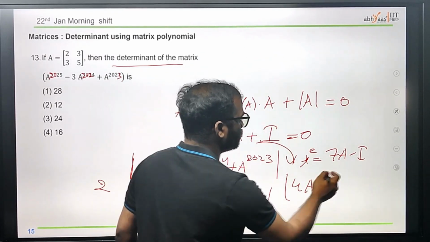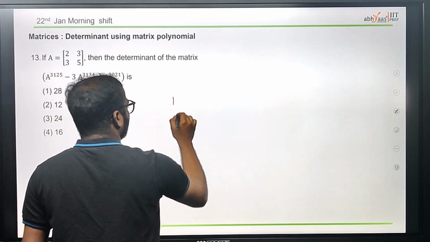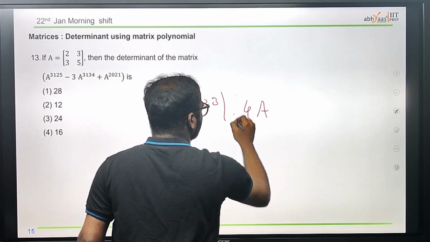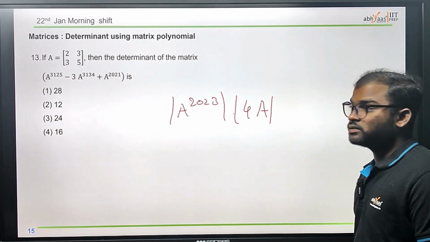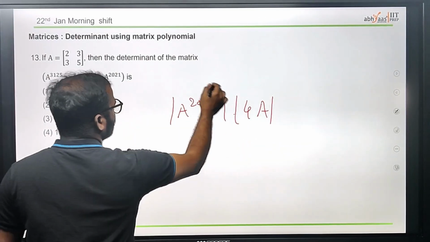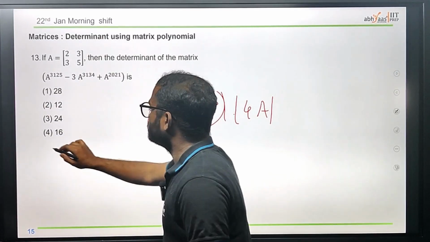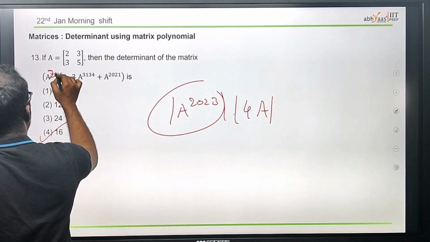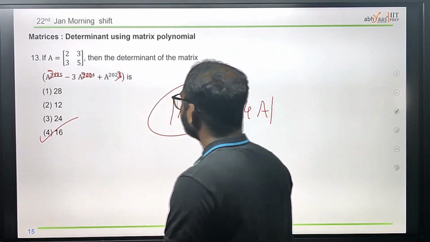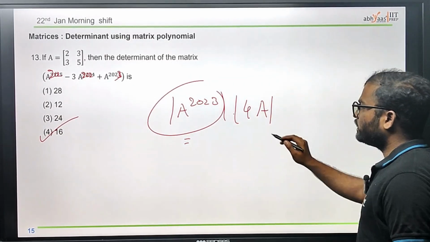And just I will show here, we got a power 2023 into 4a, this one. Now this is the situation we got. Now we know another one, this is the thing we have. And if we see here, the final answer will be 16. If we just see here, we will get 2025 and 2024. For that, this will be the situation, and after this you can already do it. We will get the answer as 16.